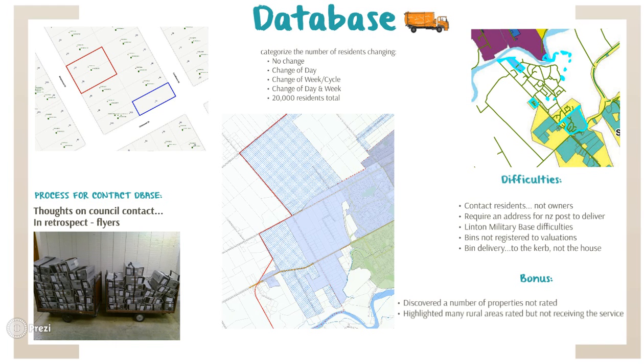So letters, that's kind of like a hobby in local government anyway. So we need to develop a database of people to contact. And actually during this process I managed to discover about 30 properties which were not rated for their recycling, so that's definitely in the benefit category. We also highlighted a number of rural areas that the trucks passed by anyway, so we could expand the service there at no extra cost.